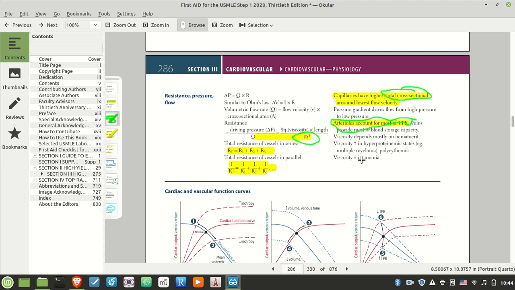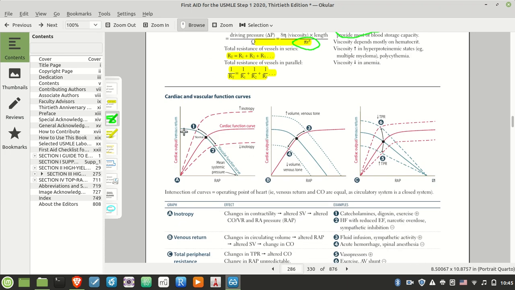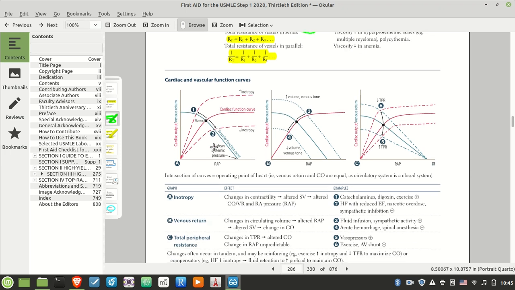Viscosity: multiple myeloma, increased viscosity; anemia, decreased viscosity. You already know that, and that things flow from high to low pressure with blood, just like with everything else in the world. Here's the big thing, all right? Looking at these curves right here, cardiac output and venous return curves at right atrial pressure.